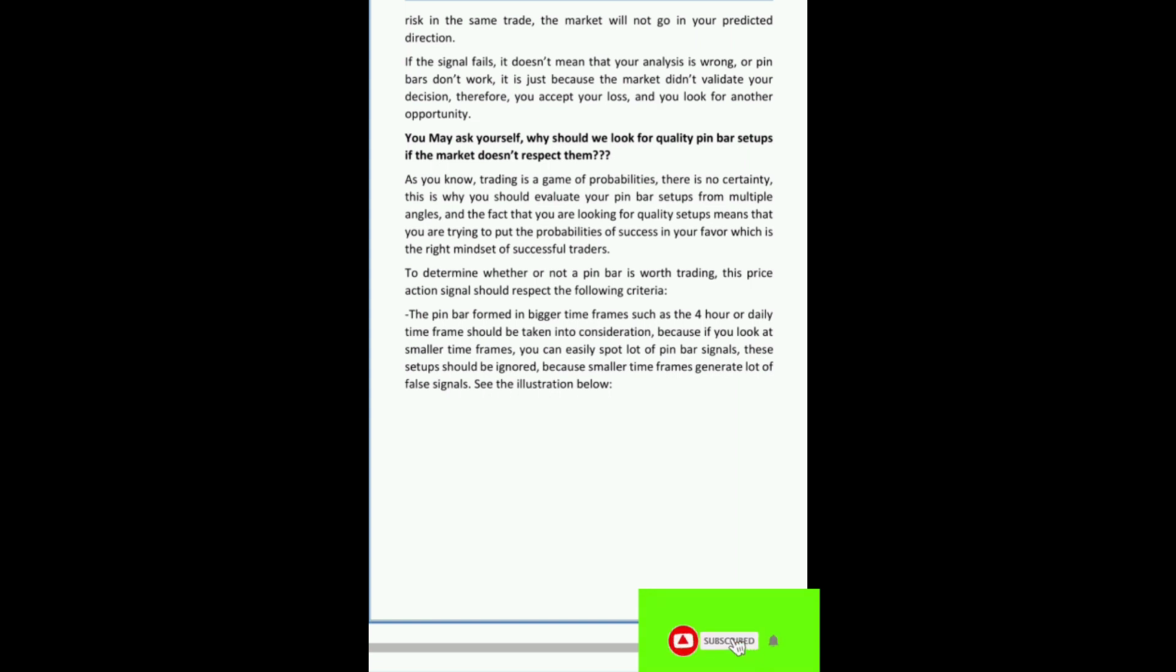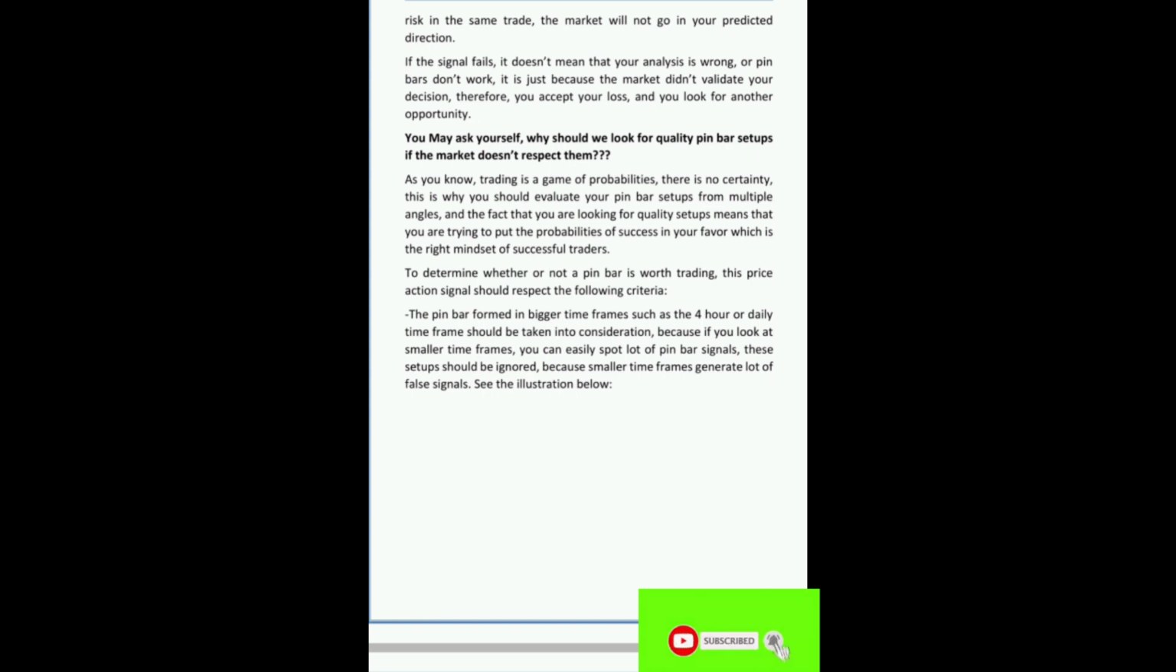You may ask yourself, why should we look for quality pin bar setups if the market doesn't respect them? As you know, trading is a game of probabilities. There is no certainty. This is why you should evaluate your pin bar setups from multiple angles, and the fact that you are looking for quality setups means that you are trying to put the probabilities of success in your favor, which is the right mindset of successful traders. To determine whether or not a pin bar is worth trading, this price action signal should respect the following criteria.